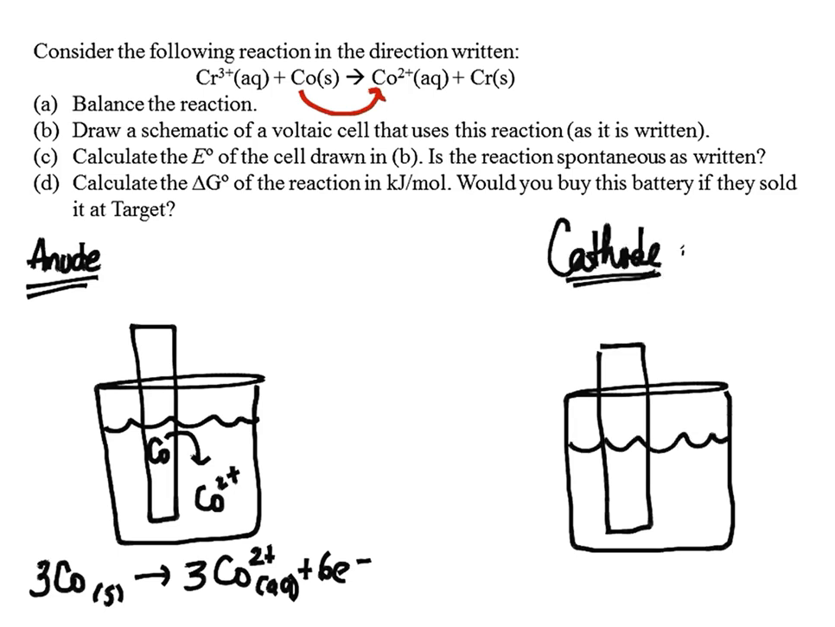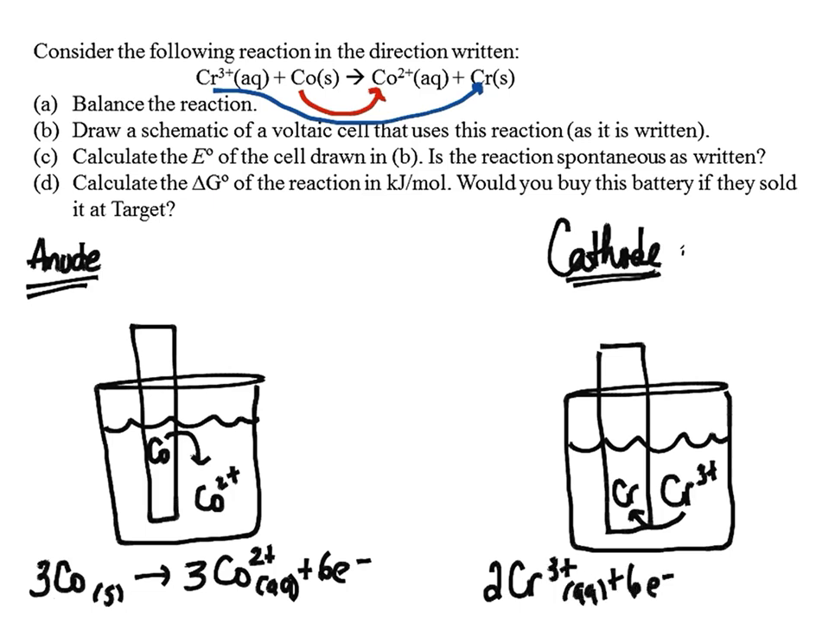Our cathode compartment is going to involve this half reaction, chromium-3 going to chromium solid. We need 2 of them. So chromium-3 in the solution to chromium solid on the metal, which is the cathode material itself, the metal. So 2 chromium ions plus 6 electrons form 2 chromium solid.